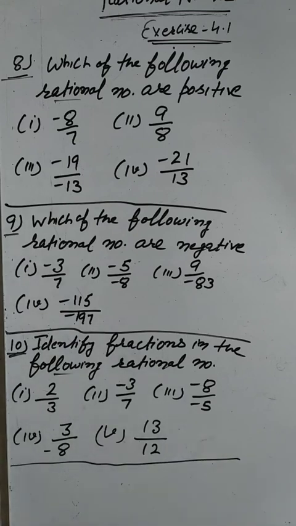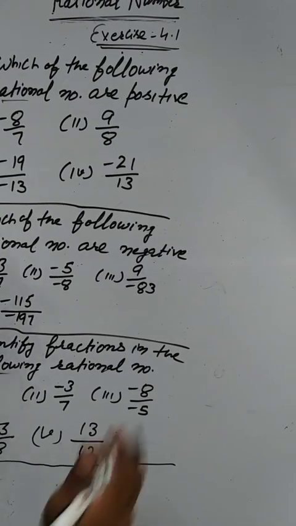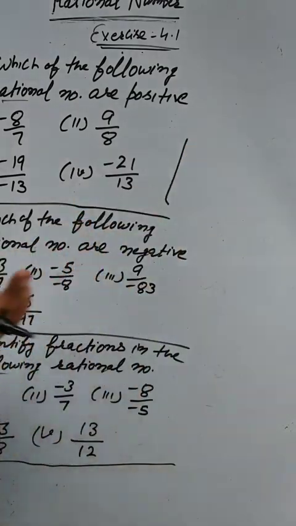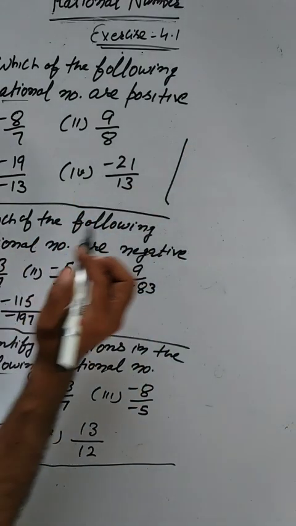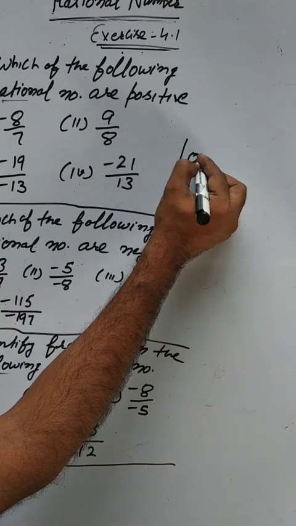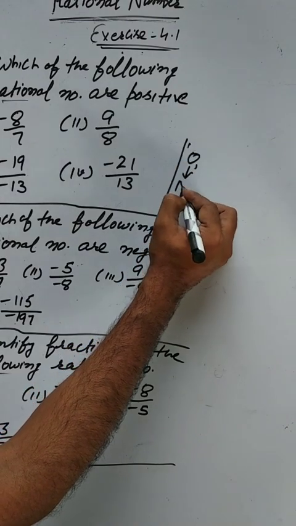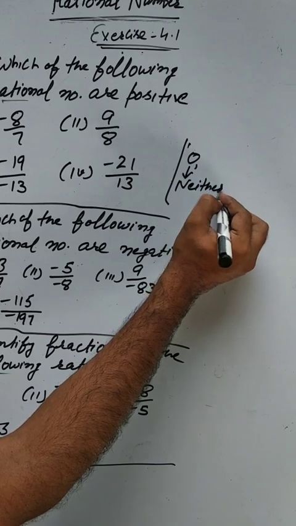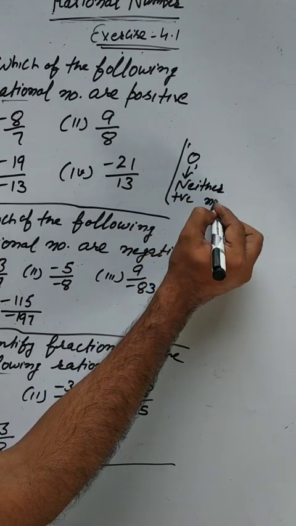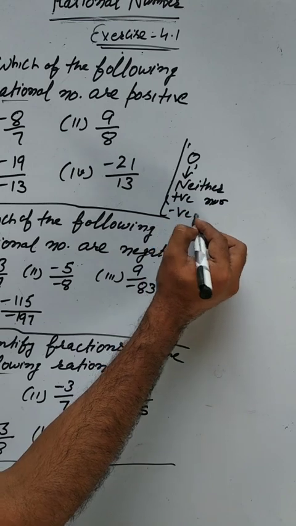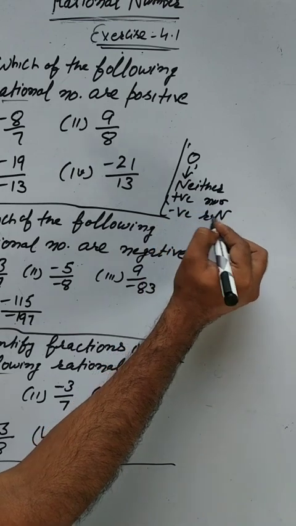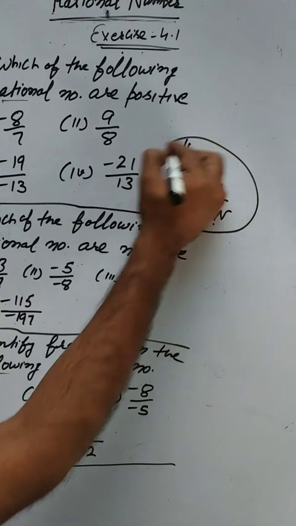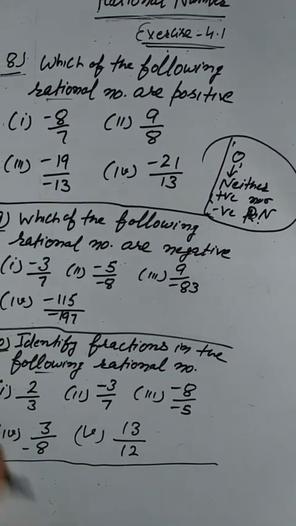Understood, beta? And I want to tell you one more important point. Beta, what we have studied about positive as well as negative rational numbers. What about 0? 0 is neither positive nor negative rational number. Understood, beta? I hope all the points will be clear to you and you can easily solve this exercise.